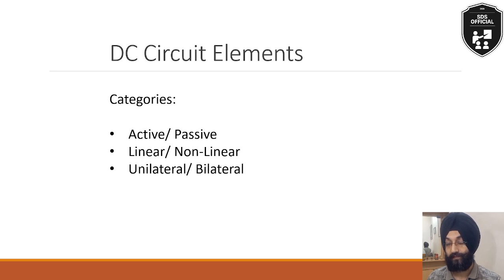So on the screen, you are seeing there are basically three categories of DC circuit elements. The first one is active and passive elements, then they can be categorized as linear and non-linear elements, and then the third category is unilateral and bilateral elements. This video will be a brief introduction of these elements, and we will go into a little detail of the series and parallel combinations of resistors, capacitors and inductors. Along with this, we will take a glimpse at the definitions of inductors, capacitors, and voltage and other types of sources. So let us start.